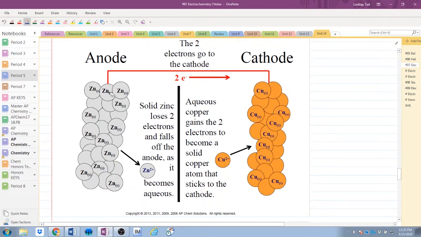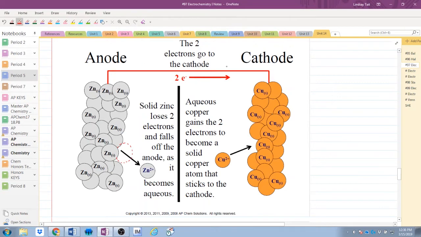And as a result, every time electrons get pulled out of here, they had to come from somewhere. So there used to be a solid zinc atom right here. But whenever this solid zinc electrode lost 2 electrons, it turned from solid into an aqueous ion. It basically falls off of the anode and is now floating around as a dissolved ion in solution, right?